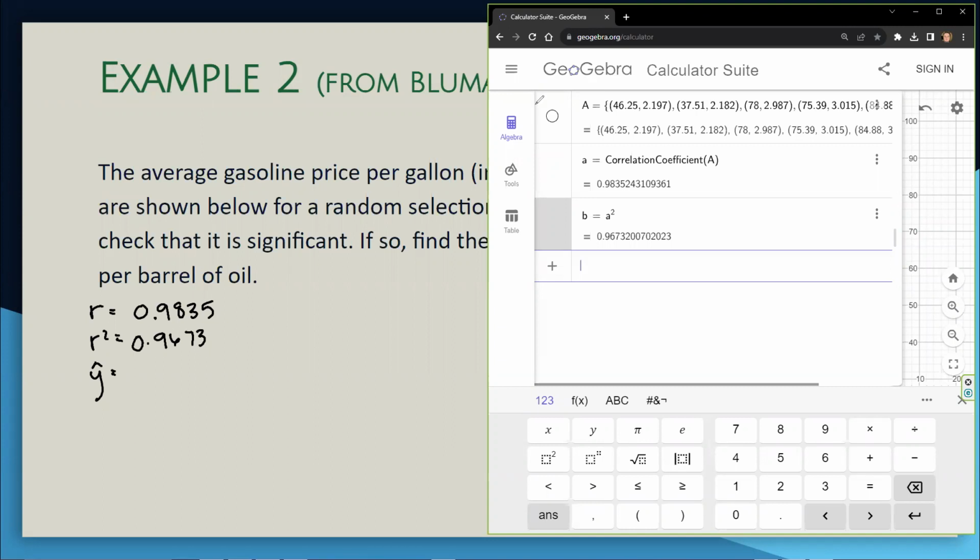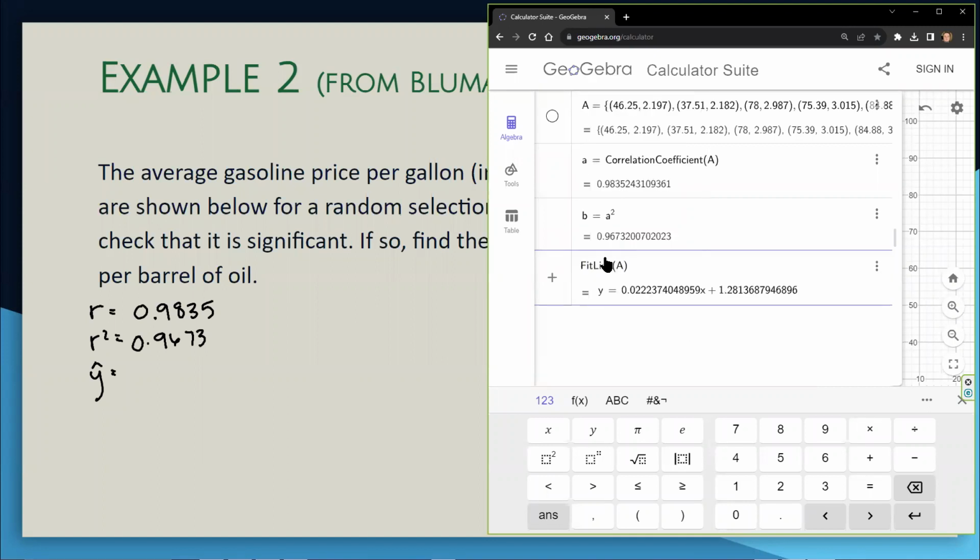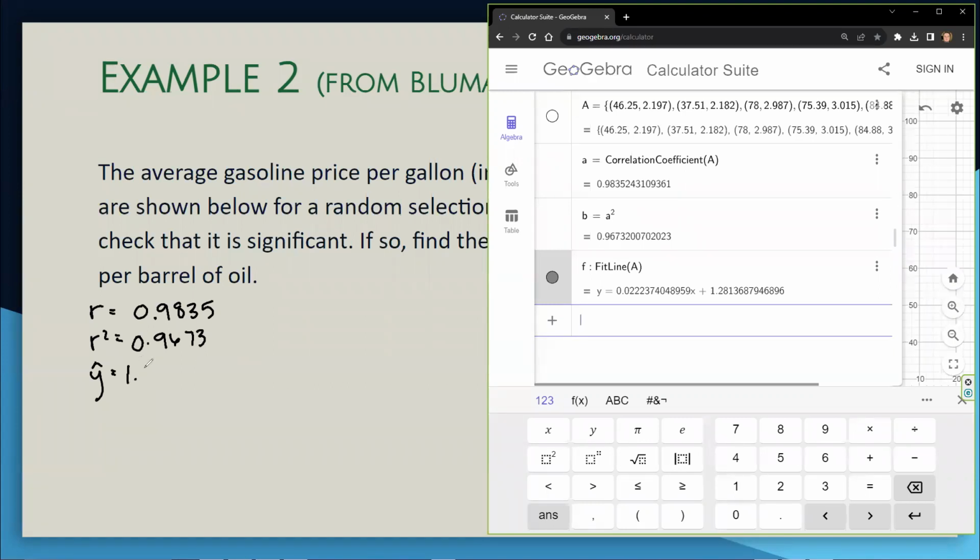And then to get that regression equation, we're going to call the fit line function. And remember that it gives it to us out of order. We actually want to record that constant first. So 1.281 plus 0.022x.